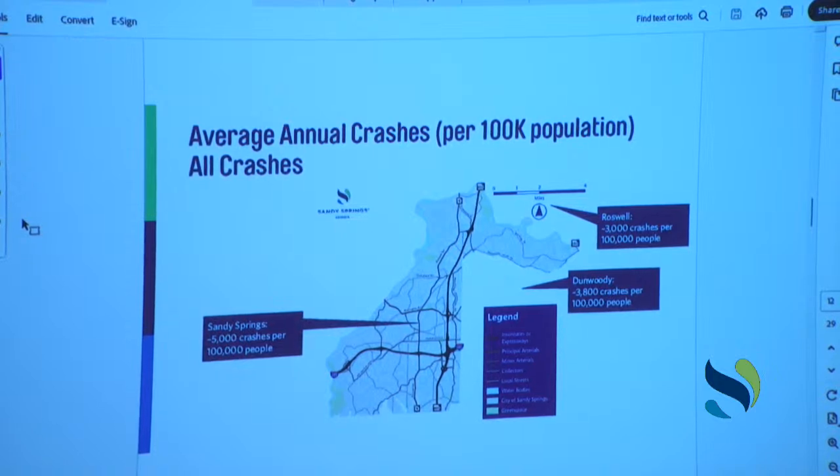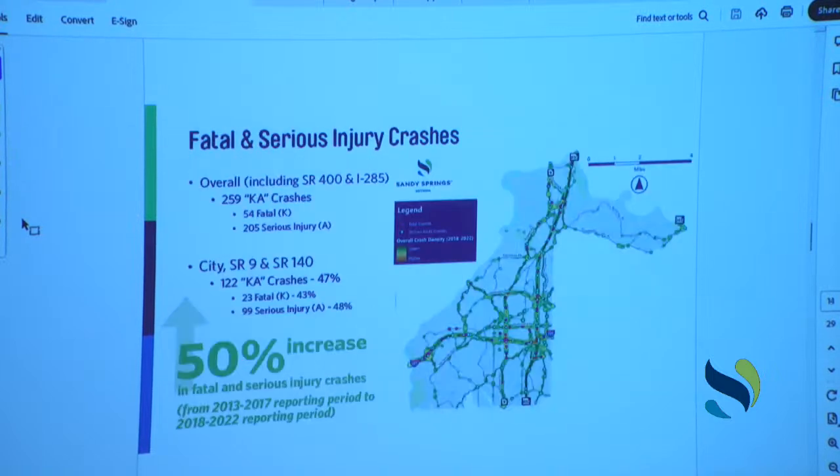So we are also looking at, okay, how does that look if we take out the 285 and 400 crashes? From that lens, we are comparable to Roswell and Dunwoody, and you can see the neighboring jurisdiction of Dunwoody is still higher, one of the reasons being Sandy Springs does have a long segment of Roswell Road where we know a lot of crashes do happen. Therefore, if we do exclude 285 and 400, you still have about 2,600 crashes per 100,000 people living in Sandy Springs every year.